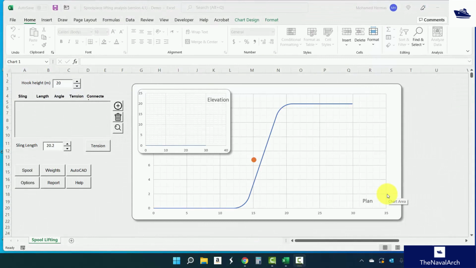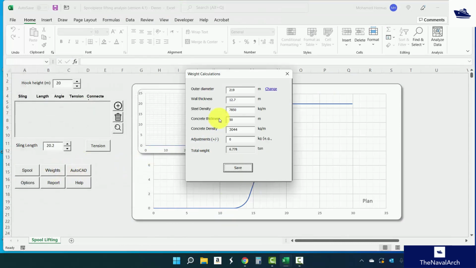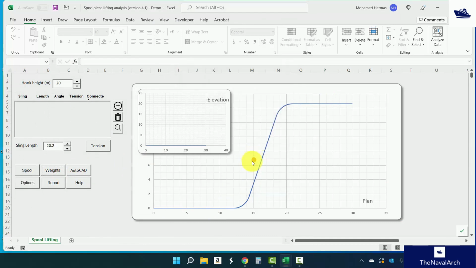So here, as you can see in the program, we have the spool dimensions, which are entered through this window, and the weights of the steel and concrete and all that are entered through this window. This is a COG, and this is a coordinate system. This is a plan, and this is the elevation graph. So now let's add slings, which is the most important thing. Let's add the first sling here. Okay, another one. Okay, fine.